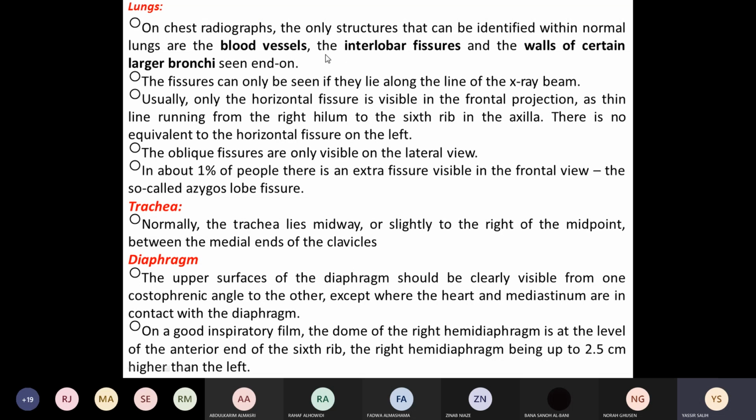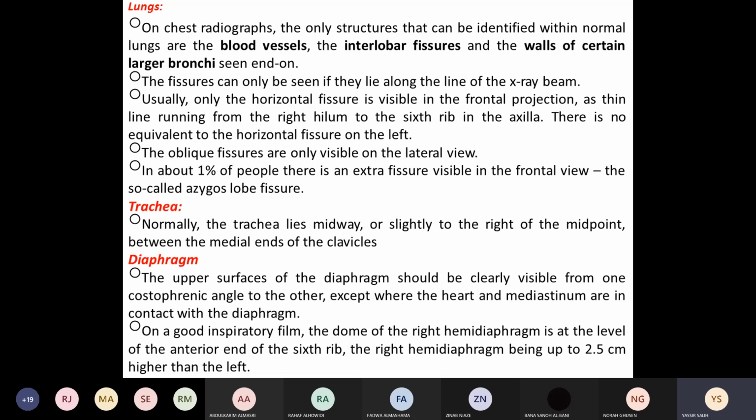So we must know what structures may be seen normally on a chest X-ray. If we find blood vessels, they should normally be seen, or interlobar fissures, or the wall of the larger bronchi. We said the interlobar fissure may be seen on the chest X-ray. What are the fissures that may be seen in the chest X-ray?